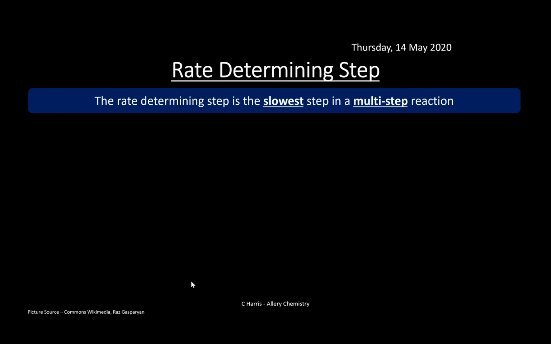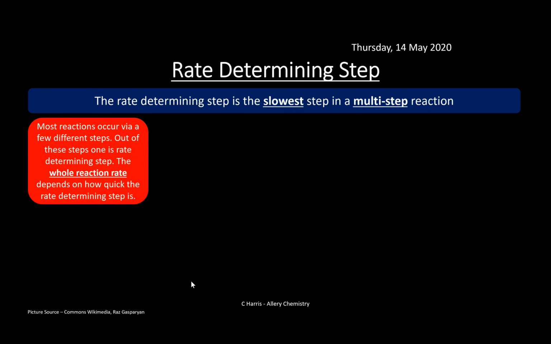Okay, so we're going to look at something called rate determining step. Now, rate determining step is the slowest step in a multi-step reaction. It's quite an interesting one because you might think when you look at reactions that reactions occur in a single step. So in other words, you have your reactants and it produces products, but actually that isn't always the case, and they actually occur via multiple steps. You might form intermediates, for example.